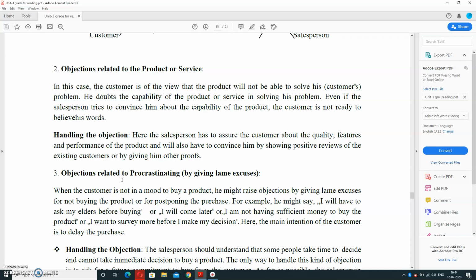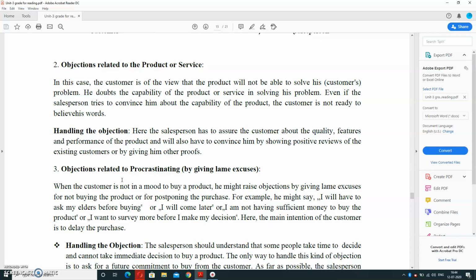And next is objection related to procrastination, or giving lame excuses. When the customer is not in a mood to take the product, he makes lame excuses. He might raise an objection by giving lame excuses for not buying the product. Like he might say, I will have to ask my elder brother before buying, or I will come later, I do not have sufficient money to buy the product, or I want to survey more before I take my decision. Here the main intention of the customer is to delay the purchase.